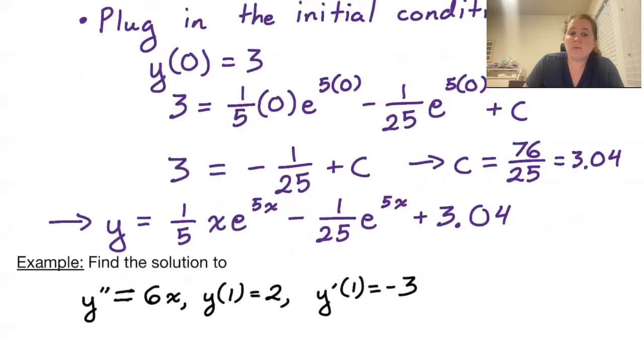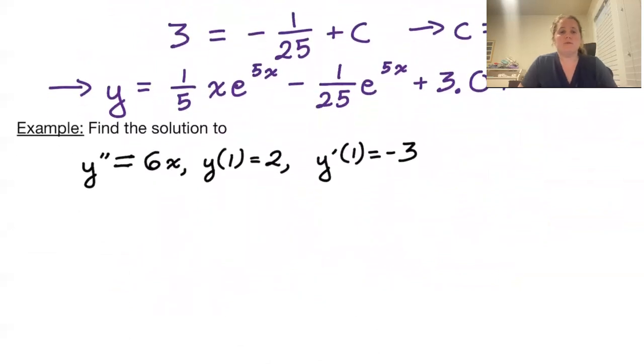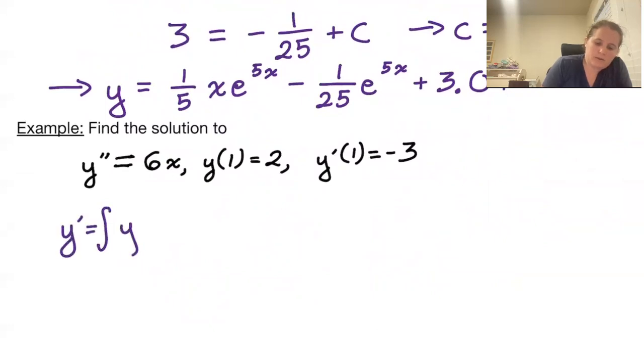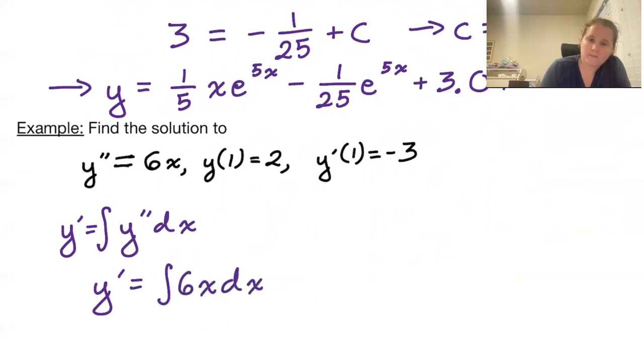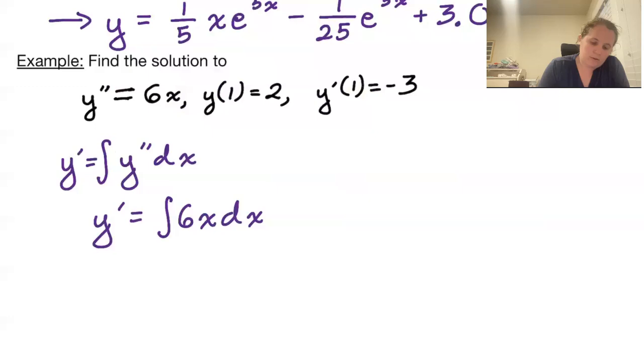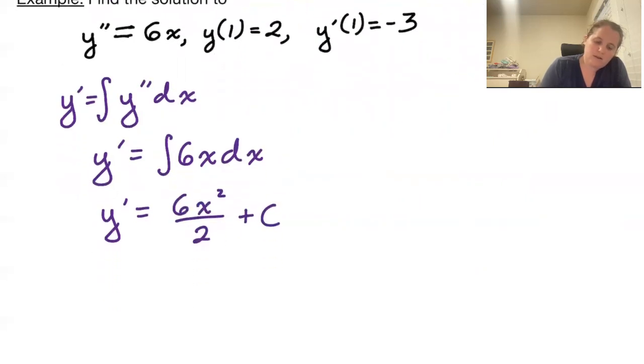And let's go ahead and do one more. This time around, we have a second order differential equation. We therefore need 2 initial conditions. So first up, we'll go ahead and find y prime. So y prime is equal to the integral of y double prime dx. Y prime is therefore equal to the integral of 6x dx. And therefore we have that y prime is equal to 6x squared divided by 2 plus c, or 3x squared plus c. This is our y prime.